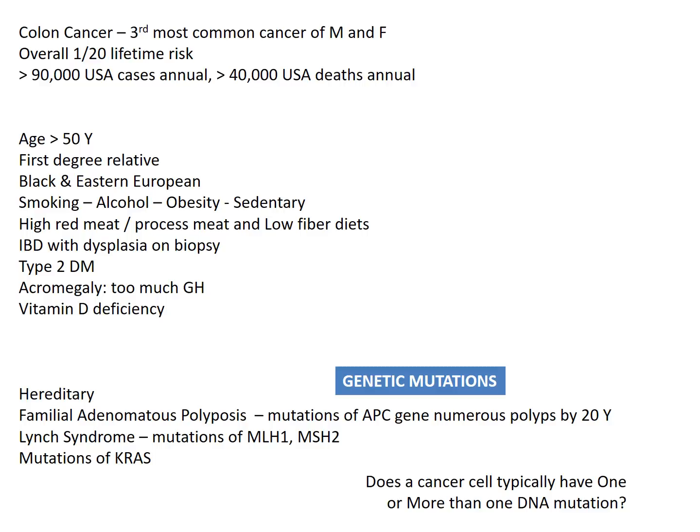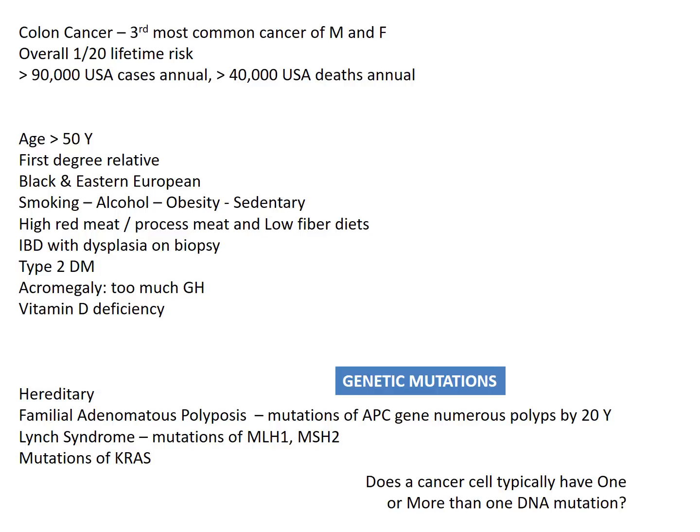Risk factors: age over 50, first degree relative who had it, if your ethnicity is either Black or Eastern European, individuals who smoke, abuse alcohol, are obese or have sedentary lifestyles, individuals whose diet contains a high amount of processed red meat and a low amount of natural plant fiber, certain individuals with inflammatory bowel disease who are already showing signs of abnormal cellular growth on a biopsy or dysplasia. We'll look at that in a couple minutes here.